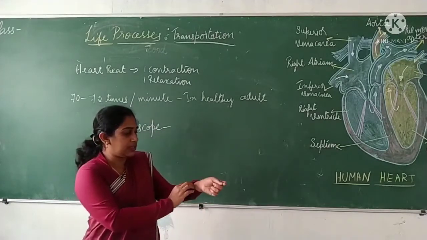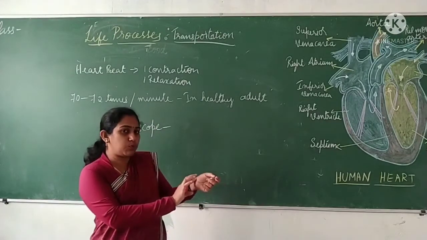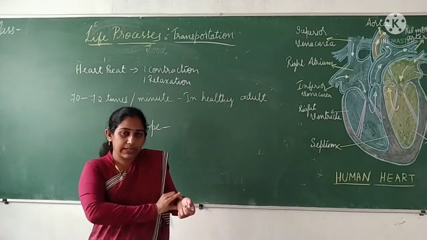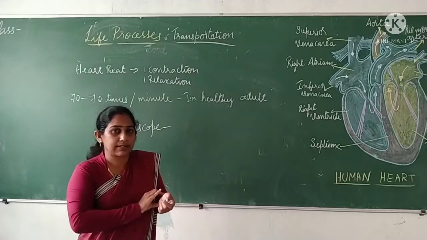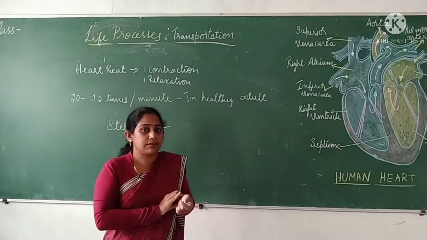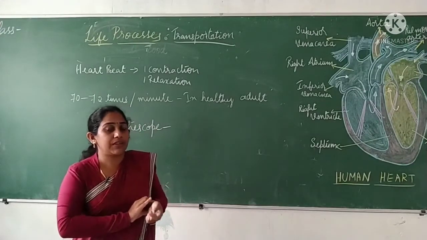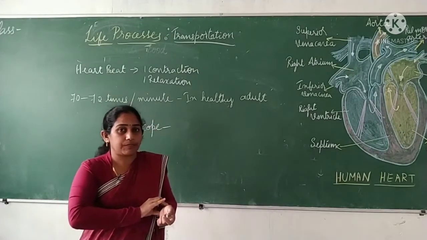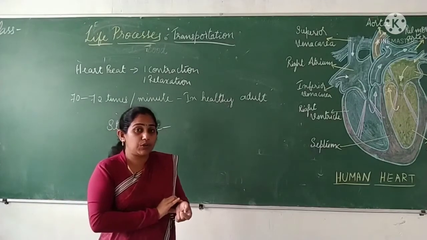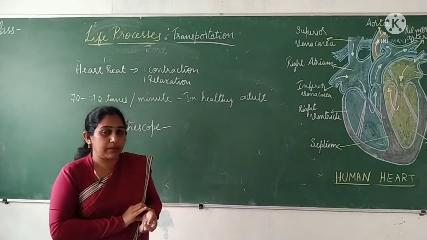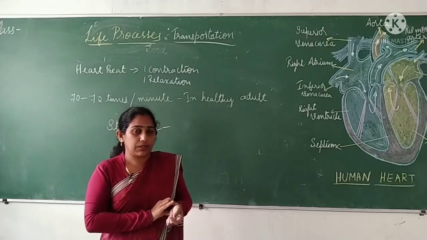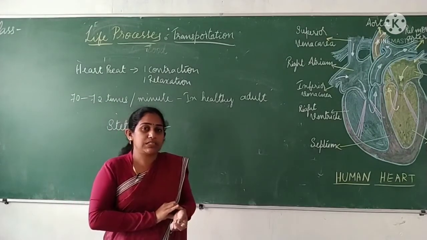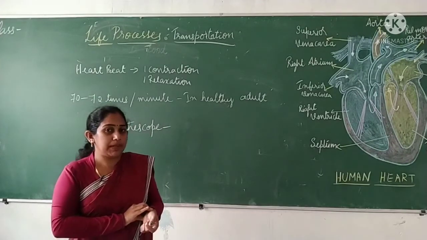You can feel the pulse here. Just keep your fingers on your wrist region. You can feel two bones here. If you keep your fingers just above those bones and hold a little tightly, you can feel the pulse nicely. If you count how many times the pulse shows a wavy motion in 1 minute, you will get about 70 to 72 times.